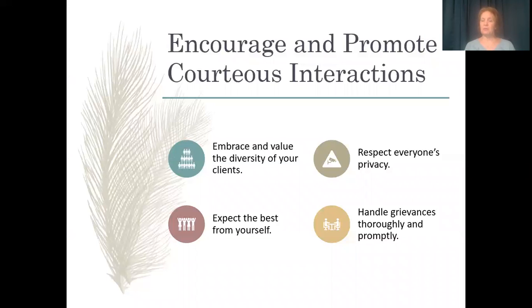Expecting the best from ourselves will also promote courteous interactions. We need to be professional, and we should accept nothing less from ourselves. And also expect the best from your patients, your clients. We find what we're looking for in people. And handle grievances thoroughly and promptly.